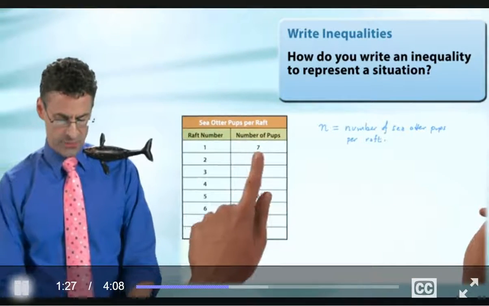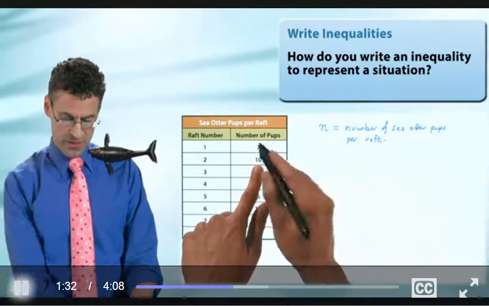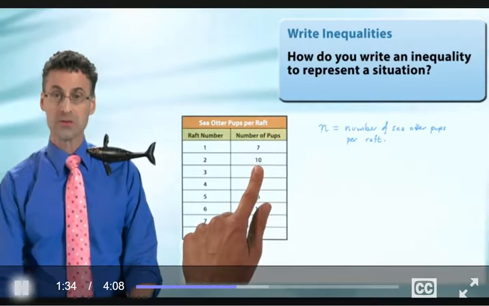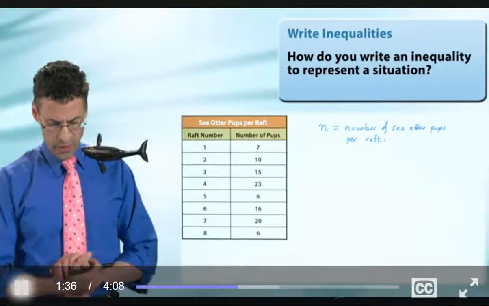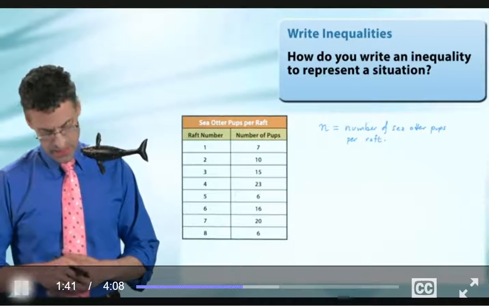So for raft 1, n would be the number 7. For raft 2, n would be the number 10 because there are 10 pups on raft 2, and so n would equal 10. Okay, well, so what kind of inequality might we consider?